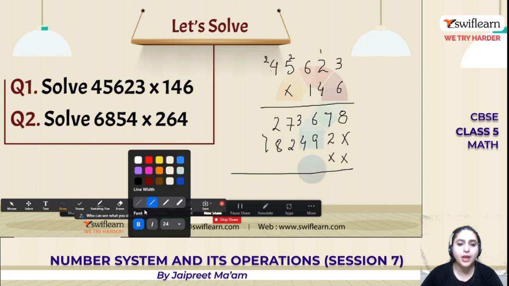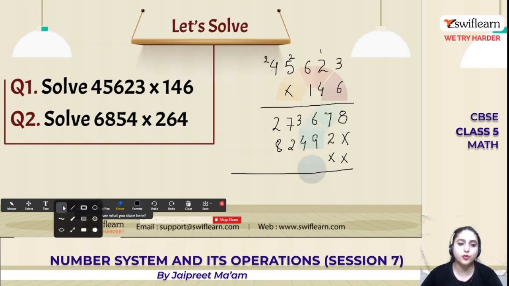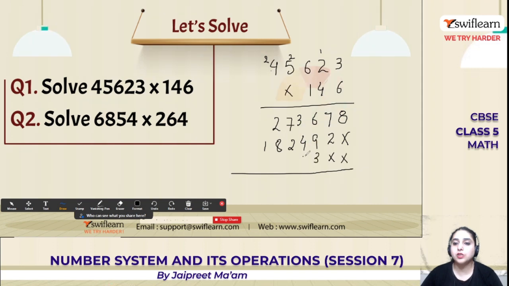Now we have to multiply it with 1. That means you have to write the numbers as it is. So write down the numbers. It's 3, it's 2, it's 6, it's 5 and it's 4. So what is the answer? 8, 7 and 2.